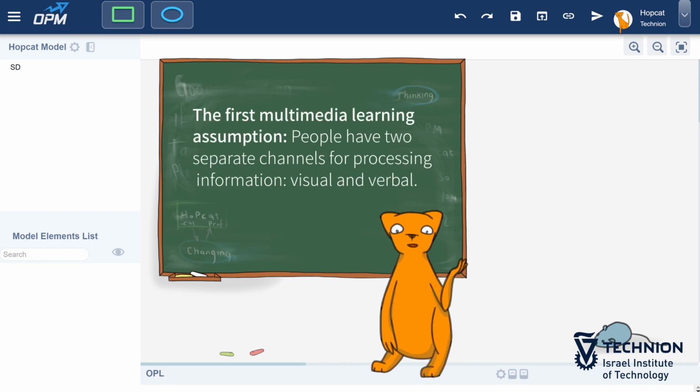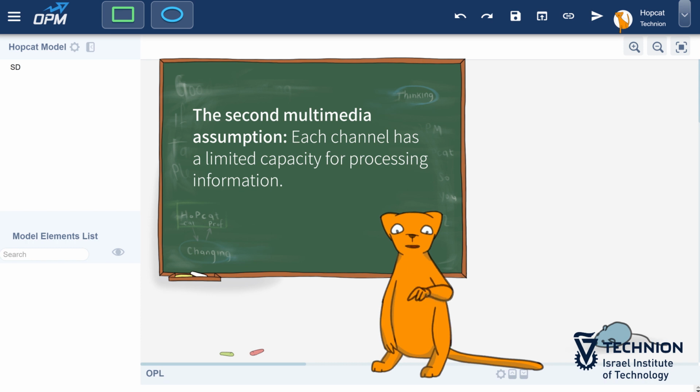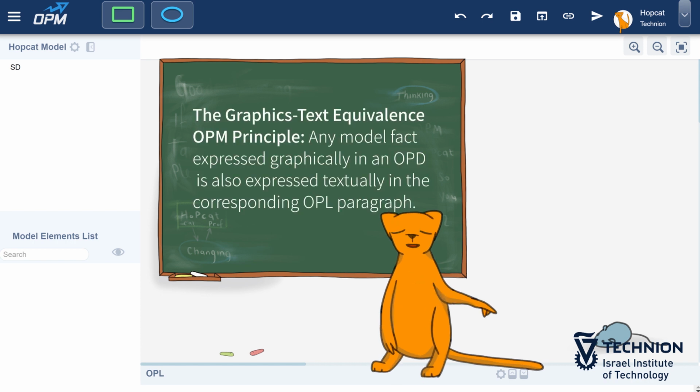The first multimedia learning assumption: people have two separate channels for processing information, visual and verbal. The second multimedia assumption: each channel has a limited capacity for processing information. The graphics-text equivalence OPM principle: any model fact expressed graphically in an OPD is also expressed textually in the corresponding OPL paragraph.